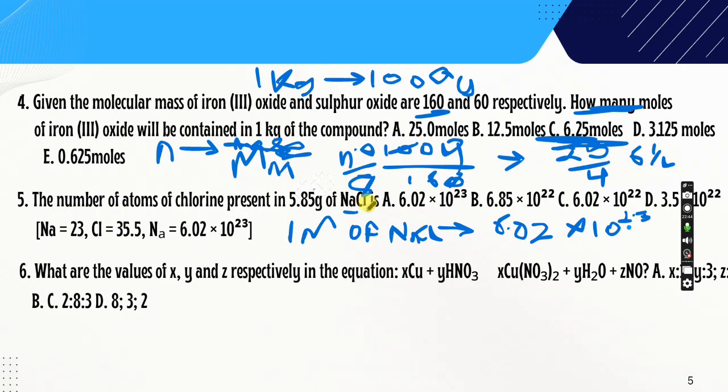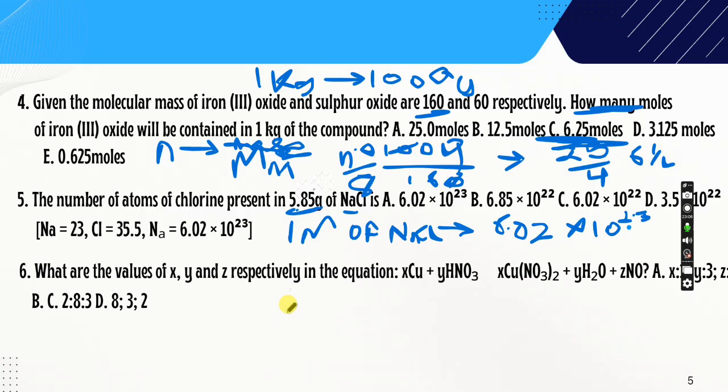1 sodium and 1 chlorine. So in a mole of sodium chloride, we are going to have an Avogadro's number of sodium atoms, and that of chlorine atoms too. So now we have to calculate the number of moles that we have here. We already know what we are going to find in 1 mole. Let's calculate the number of moles that we have here.